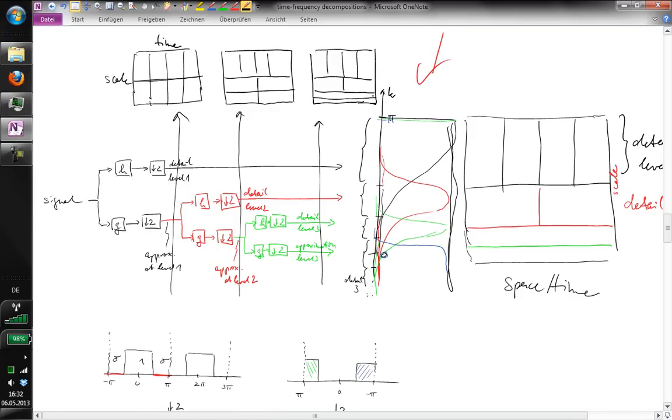Yes. Let me call this a filter response, or you can call it coefficient. Yeah, that's good.